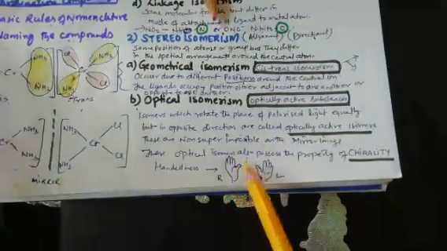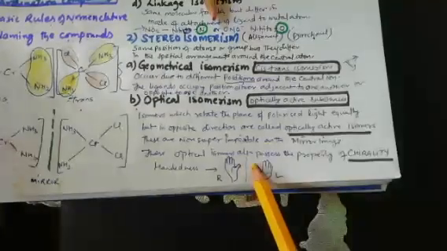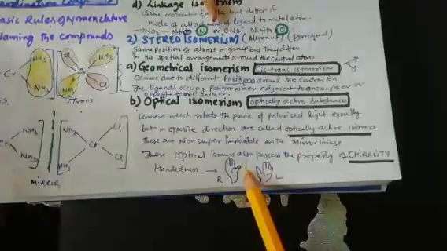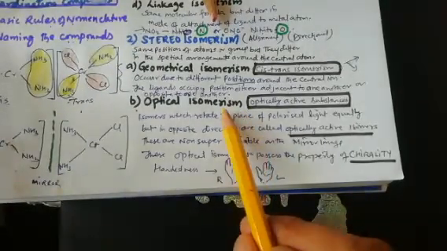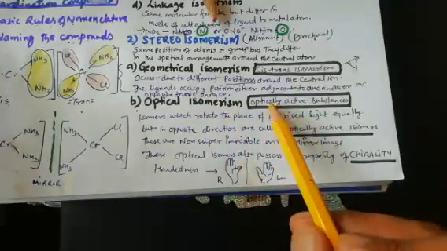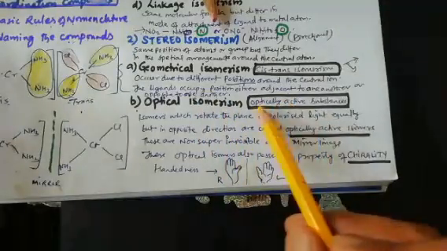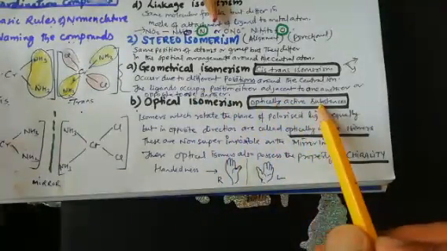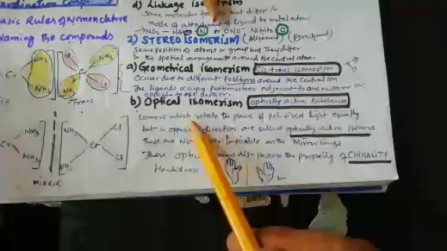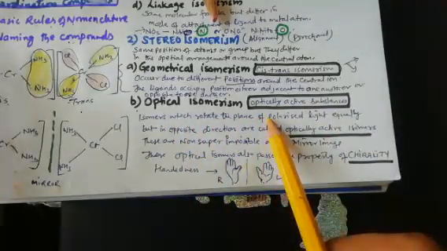So this is the same here. The right side thumb is toward south, but the left side thumb is toward north. So this you will see inside the mirror. That kind of isomerism is called optical isomerism. So it is optically active. It occurs only in optically active substances, which rotate the plane of polarized light equally.